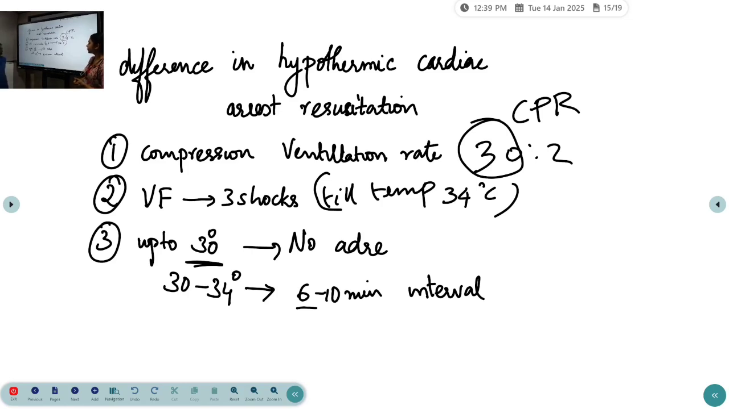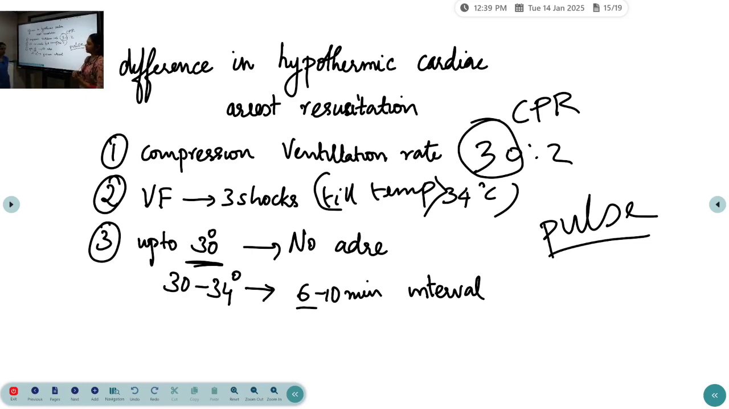Then in case of VF, a maximum of 3 shocks will be given till the temperature becomes more than 34 degrees Celsius, and adrenaline you have already mentioned. Then anything else in the cardiac arrest management? How much time should we look for the pulse? Usually in a cardiac arrest, how much time will you check for a pulse?